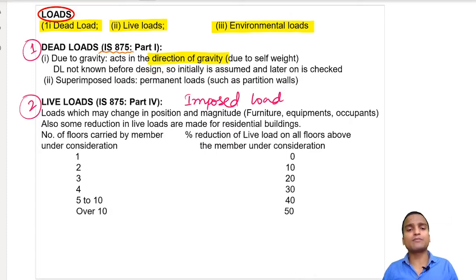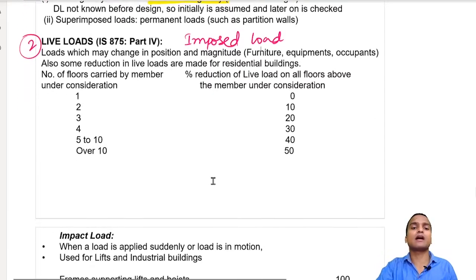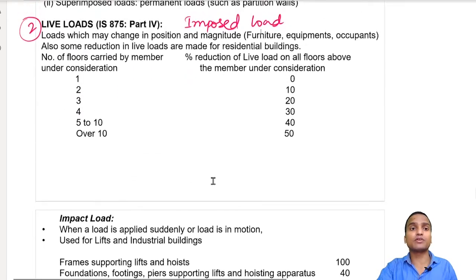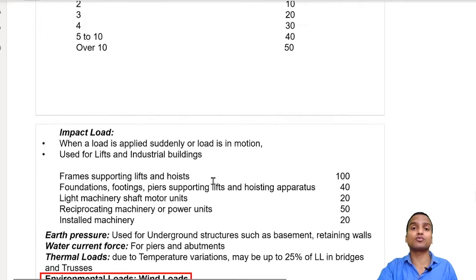So we do some reduction also in live load in case of residential buildings, and this is the percentage reduction of live loads on different floors above the member under consideration, and this depends on the number of floors. So this is used in the designs of high-rise buildings. Okay, one more type of load which comes under the category of live load is the impact load.